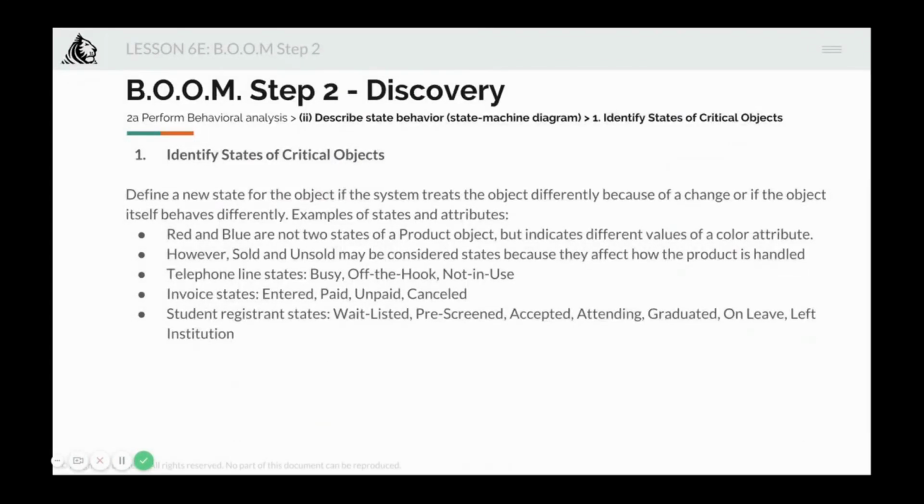So some examples of states and attributes: red and blue are not two states of a product object but indicate different values of a color attribute. However, sold and unsold may be considered states because they affect how the product is handled. Similarly, telephone line states: the telephone line is busy, off the hook, not in use. Invoice has states: entered, paid, unpaid, cancelled. As you can imagine, you can create multiple states like that. Student registrant states: waitlisted, pre-screened, accepted, attending, graduated, on leave, so many.